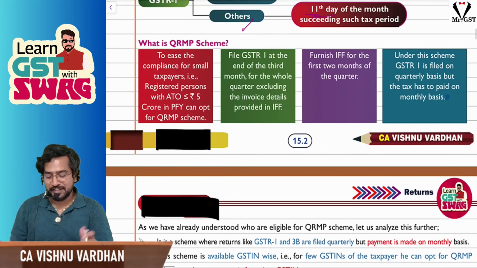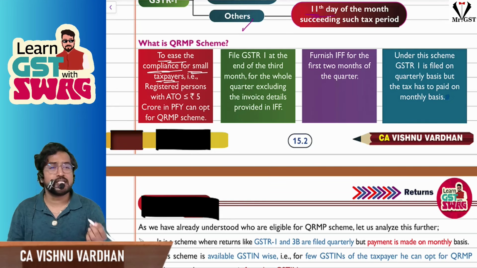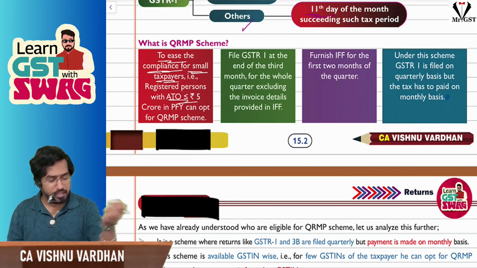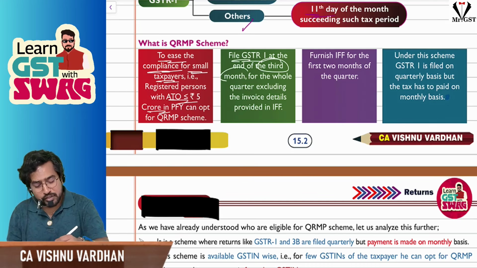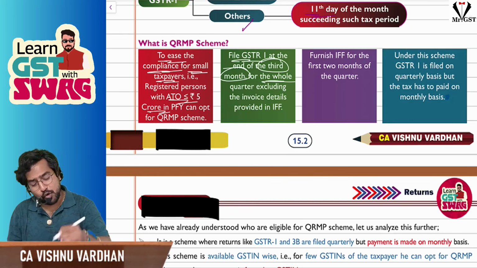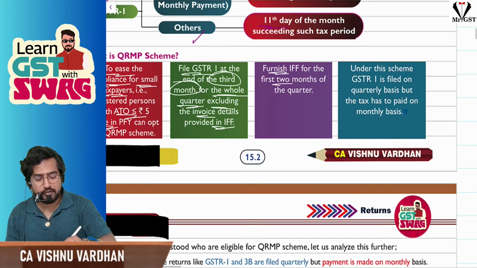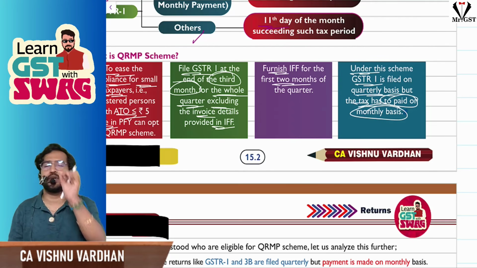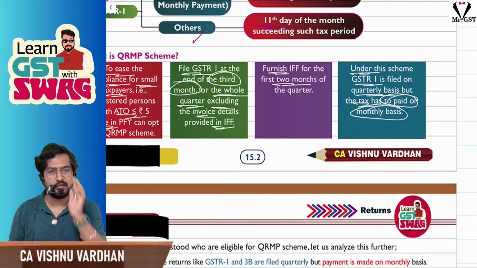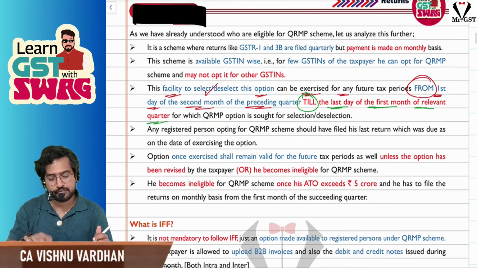Okay, we have already read this point. To ease the compliance for small taxpayers whose aggregate turnover is not exceeding 5 crore in the preceding financial year, file GSTR-1 at the end of the third month for the whole quarter, excluding invoices in IFF. Furnish IFF for the first 2 months. Under this scheme, GSTR-1 is filed on a quarterly basis. Tax has to be paid on a monthly basis; your priority is payment, you need money. We have understood that.